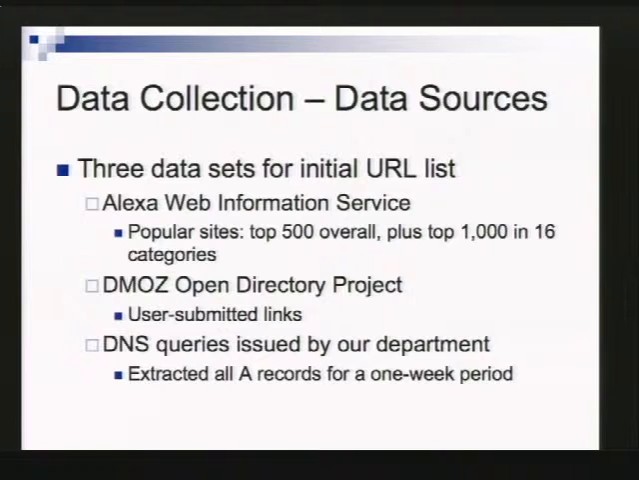The third list of starting URLs that we used was DNS queries issued by our department. So if we saw a URL, a domain that people traversed, we looked at which domains they went to, and we started with those as first pages as well. So these were the 3 data sets: popular web pages, the domains that people in our department traversed, and the links that were submitted to the DMOZ Open Directory project. So we hope that this gives a certain sampling of the web as it exists.